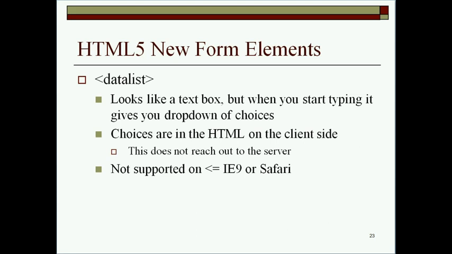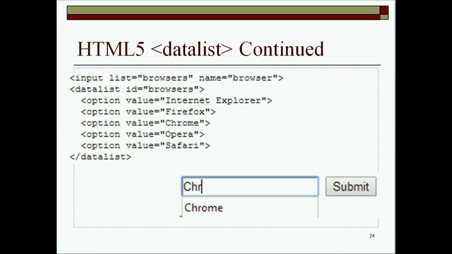There are other technologies, such as Ajax, for example, that reach out to the server to do things, but this one is only using whatever the programmer has coded into the HTML, and it does not reach out to the server. This is the way that it appears. This is the HTML for it, data list, and when you render this and you start typing, then whatever inputs were coded as options that match what you're typing appear as options to select.